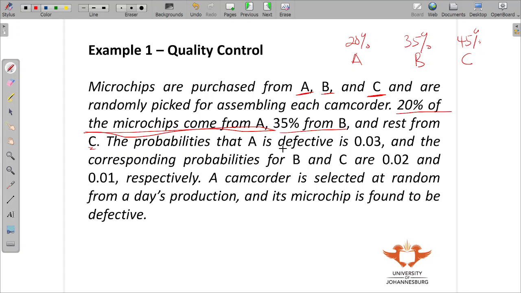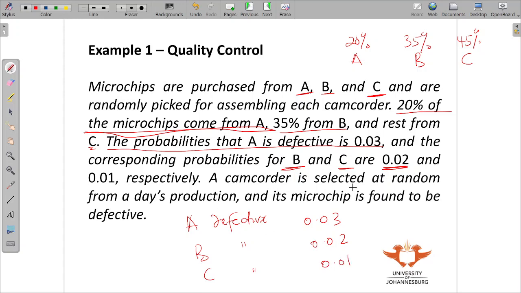The probability that the microchip from A is defective is given, and the corresponding probabilities for B and for C are given. So A defective has a probability of 0.03, B defective has 0.02, and C defective has 0.01.